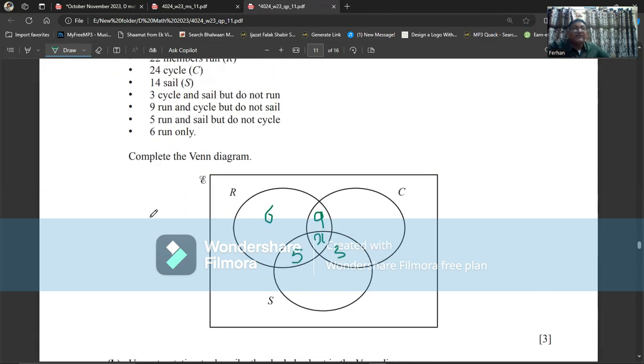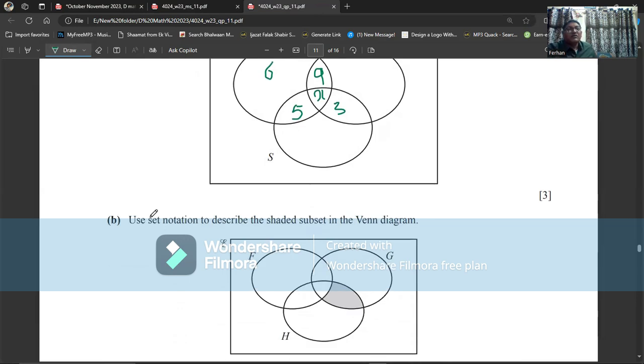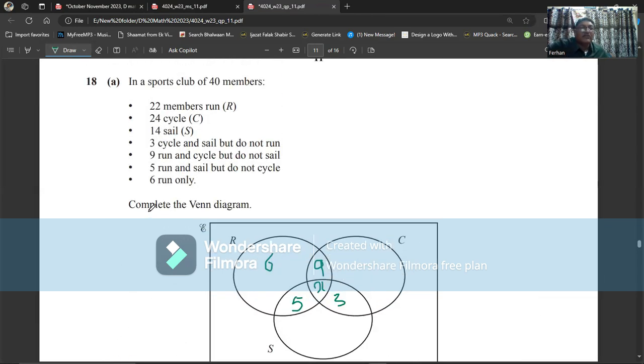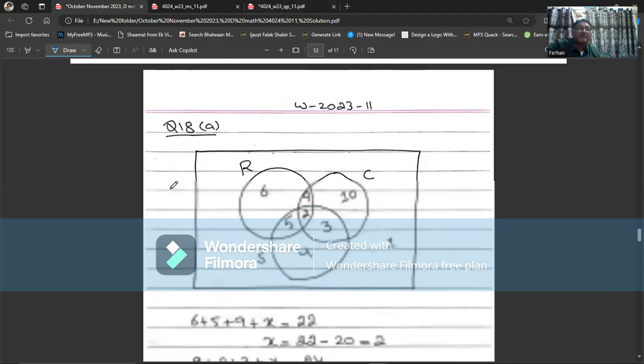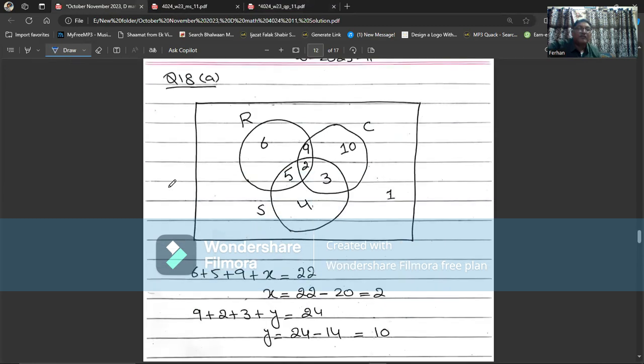He says complete the Venn diagram. Then he says 22 members run. So what you will do, you will add 5 plus x plus 9 plus 6 equals 22, and from there you will get the value of x. Let me show you. So x, it will be 6 plus 5 plus 9 plus x equals 22. So x will be equal to 22 minus 20, and that will be 2.